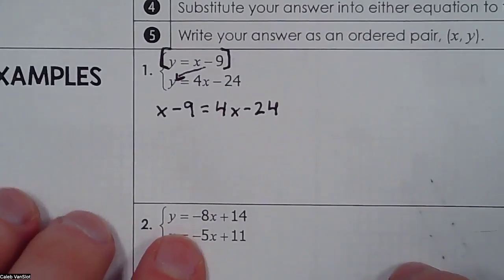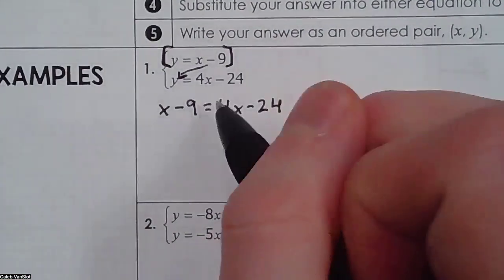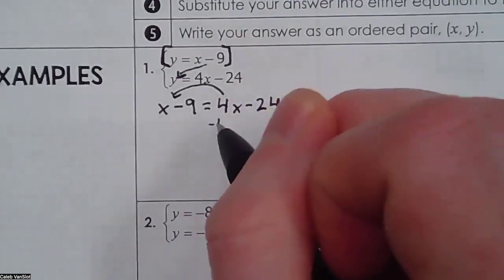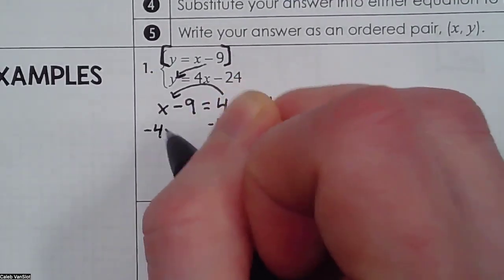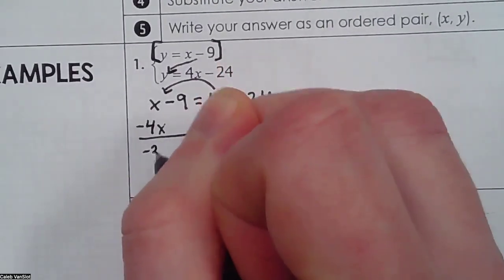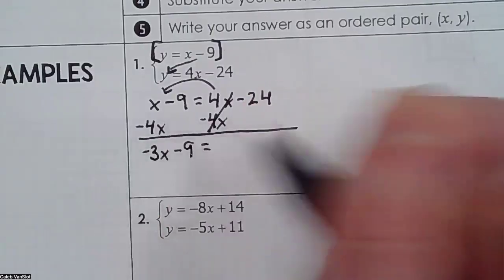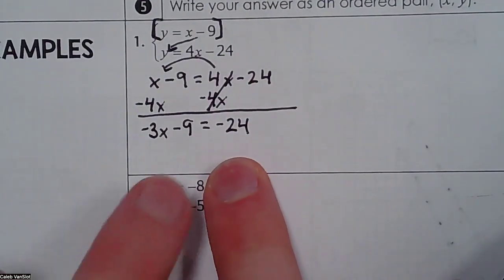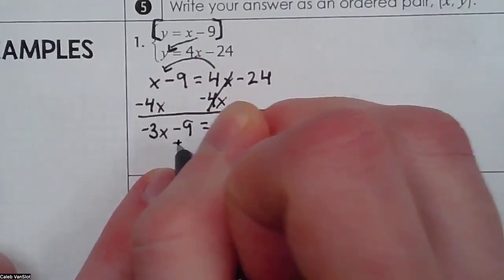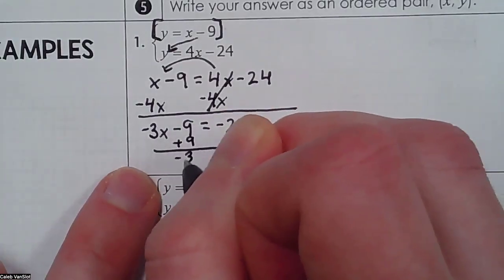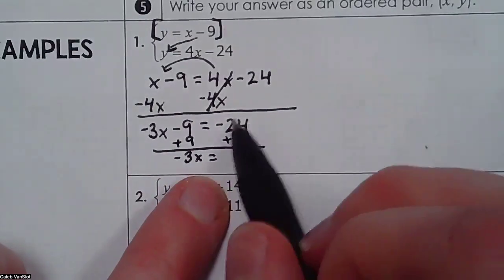So let's do this problem. How do I get x by itself? What's my first step? Remember how we're moving x over? Yep. So let's start by subtracting 4x on both sides. That's going to give me negative 3x minus 9 equals negative 24. And now you guys should see that we know how to work through this, right? Let's add 9 to both sides.